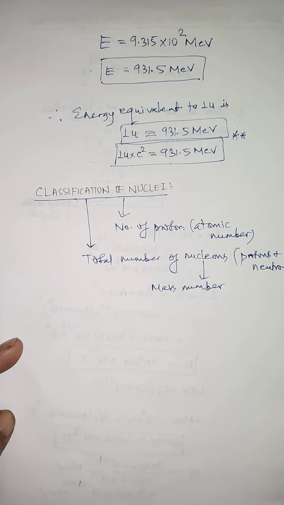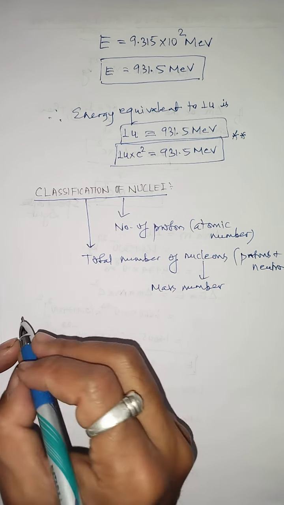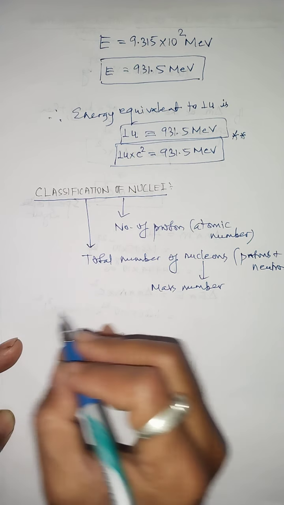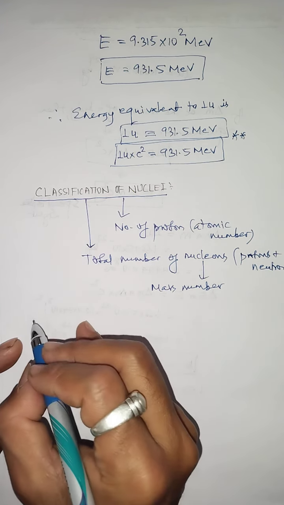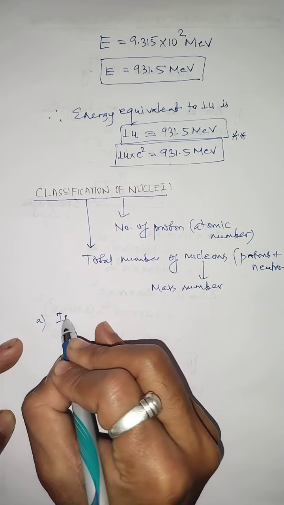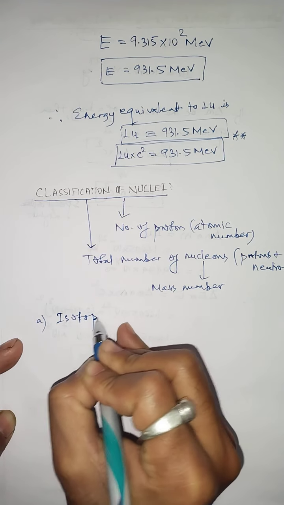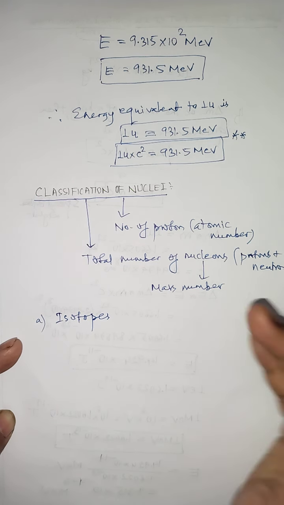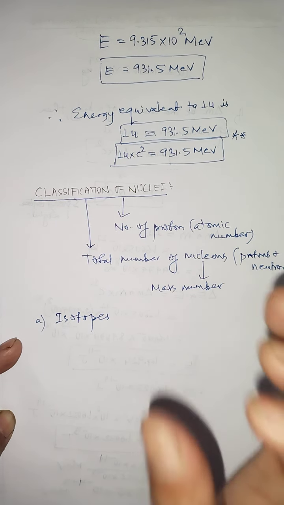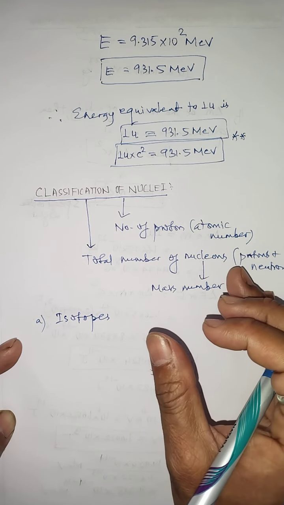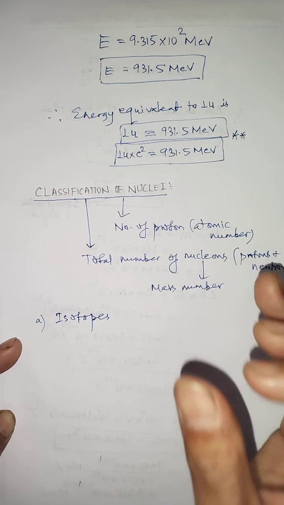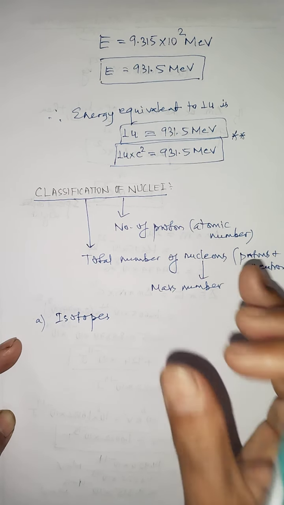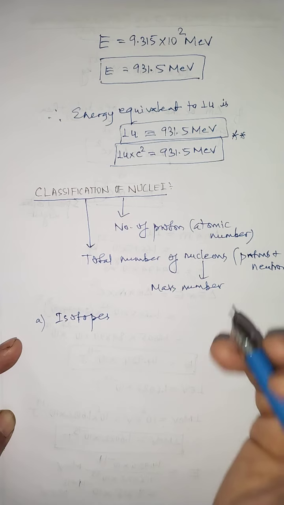So in this way, there are a number of classifications that can be done. And we can classify the nuclei on the basis of these numbers as isotopes. Yes, you have learned it, isotopes. Now, isotopes means nothing but the atoms of any element whose number of protons is the same, but the number of neutrons is different.